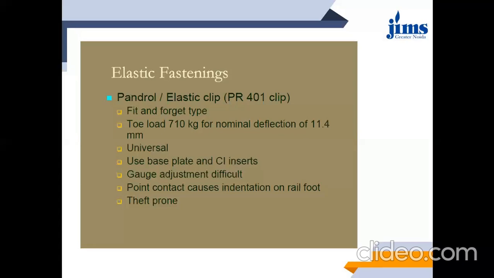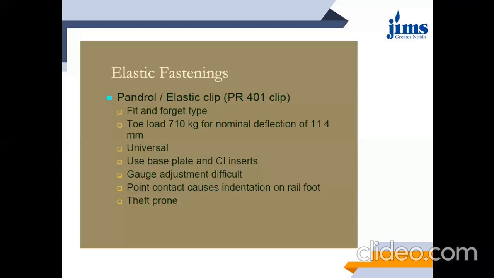Now they have certain advantages, like they have a good toe load for a nominal deflection of 11.4 mm. Then they are universal in nature, that means they can be used anywhere quite easily. Then the use of base plate and cast iron inserts can be easily done with the help of this elastic fastening. But the disadvantage is that gauge adjustment is quite difficult. Plus, the point of contact causes indentation on the rail foot. So this is one disadvantage.